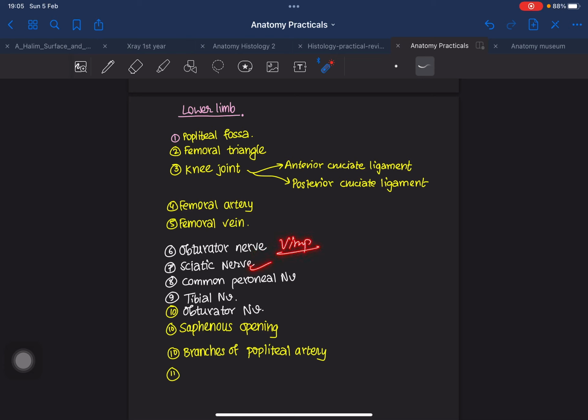Next is the sciatic nerve, common peroneal nerve, tibial nerve, obturator nerve. Now see, obturator nerve is also very important. Similarly, saphenous opening could be asked, and branches of the popliteal arteries could also be asked.